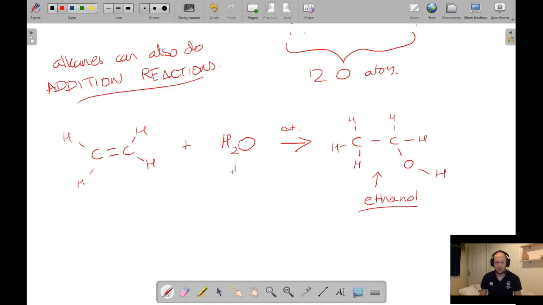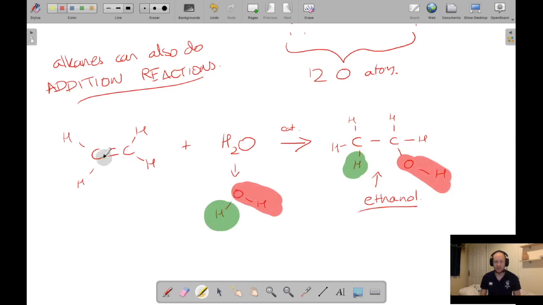You can imagine if I draw this out and displayed, I've got OH. What's basically happening is that this bit here is getting added on here, and this bit here is getting added on there. So you can see where those bits have kind of added on to the molecule, and because they're added on, this is obviously called an addition reaction. Okay.